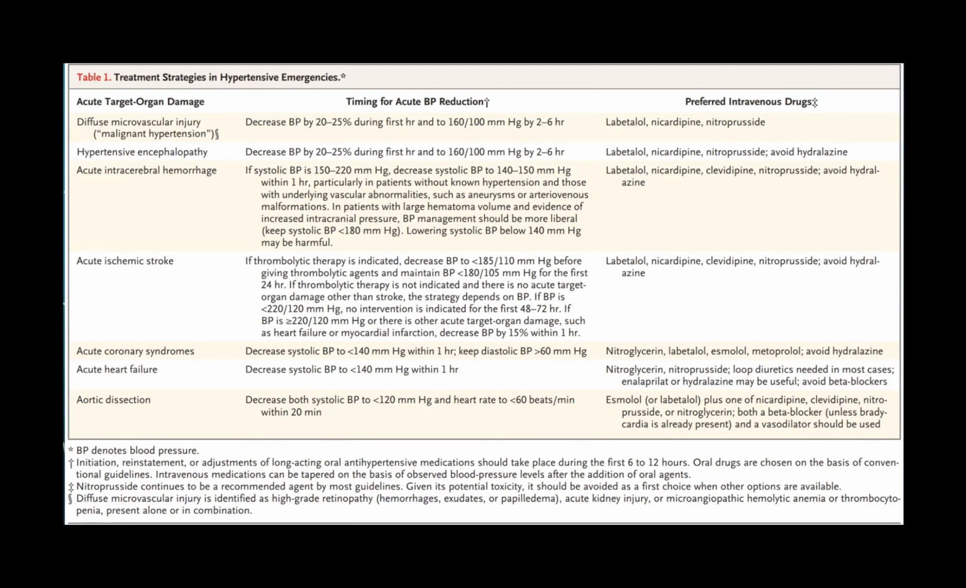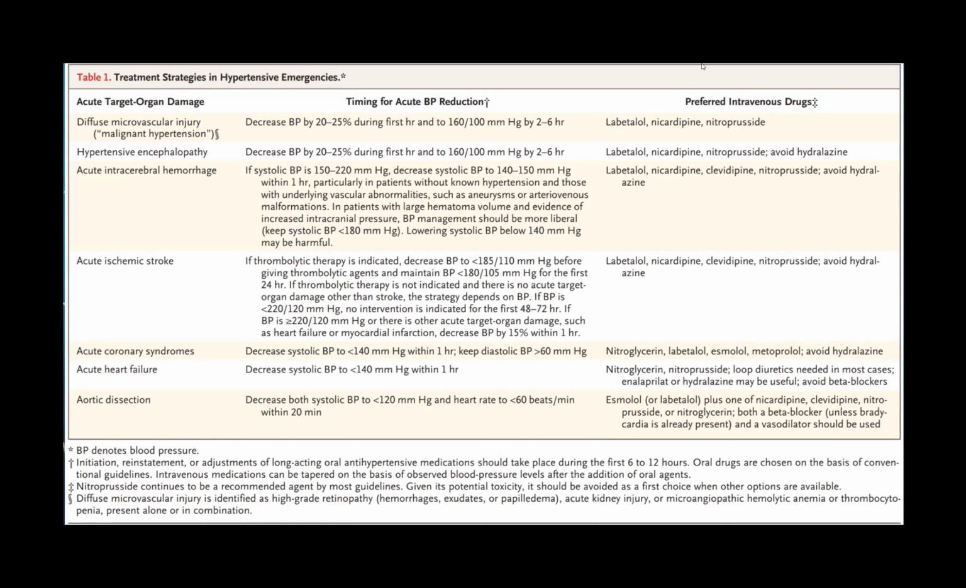Again, for acute coronary syndromes and acute heart failure, if you see, the systolic blood pressure goals are fairly tight, you want them to be less than 140. And then for aortic dissection, again, you have a very, very stringent blood pressure control, and you want your systolics to be less than 120.